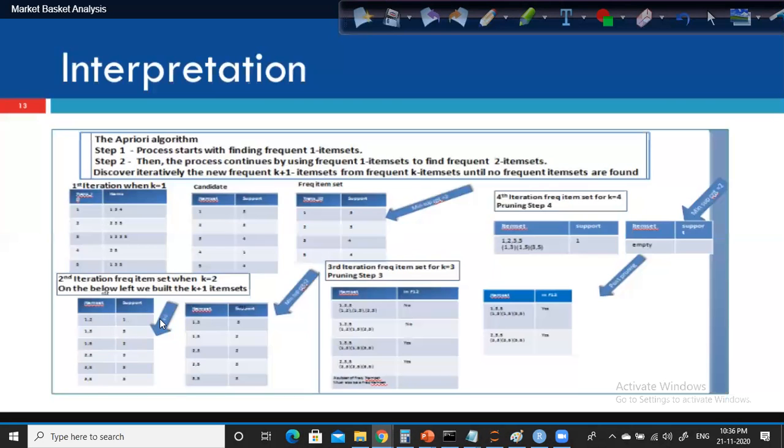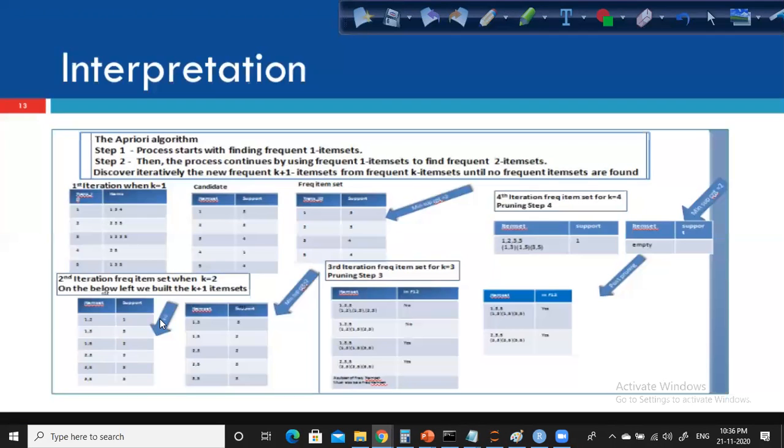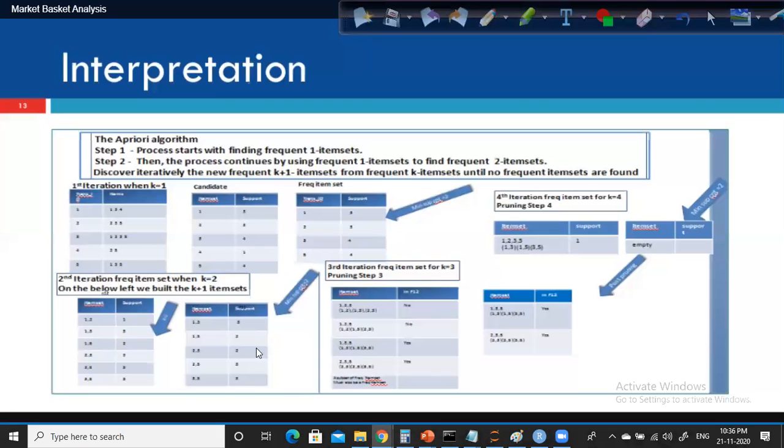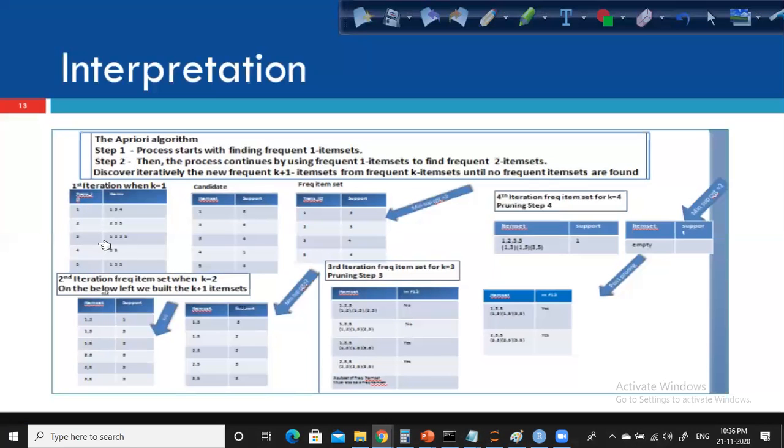We wanted to know how many pairs were purchased more than once. So this pair they purchased more than once. The next step is the third iteration: frequent itemsets for k equal to 3, pruning step 3. Now we take 1, 2, 3 and 1, 2, 5 and 2, 3, 5 and so 1, 2, 3 and 2, 3, 4 and 3, 4, 5, something like that, okay.